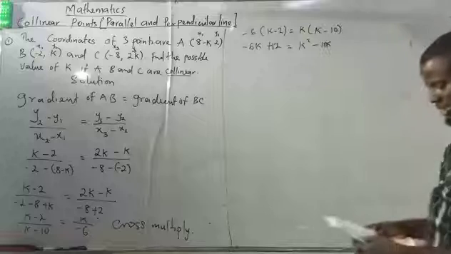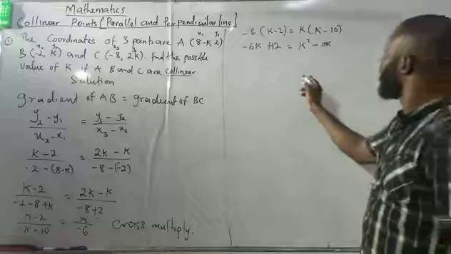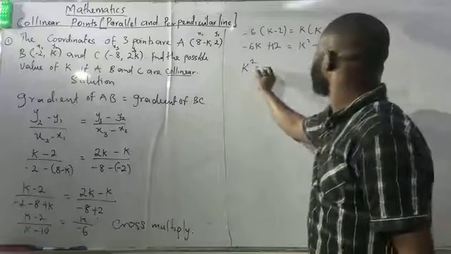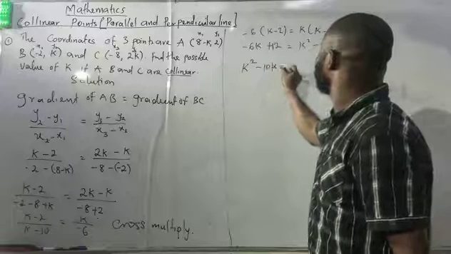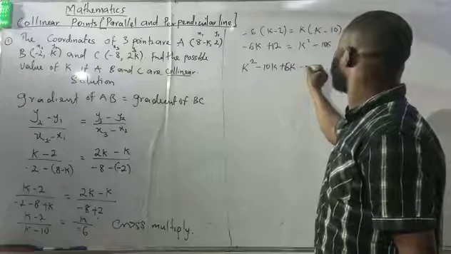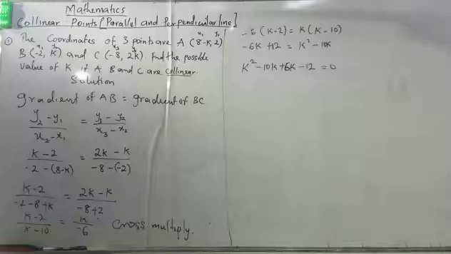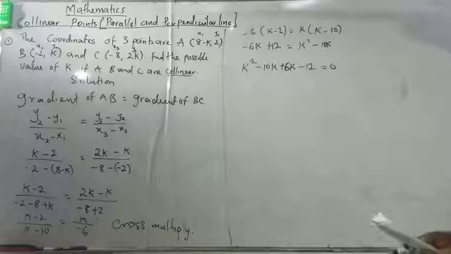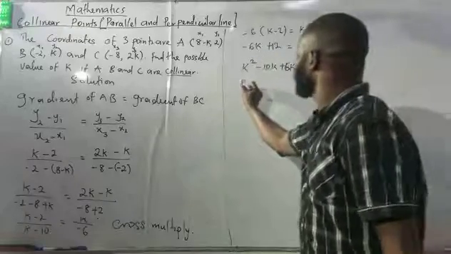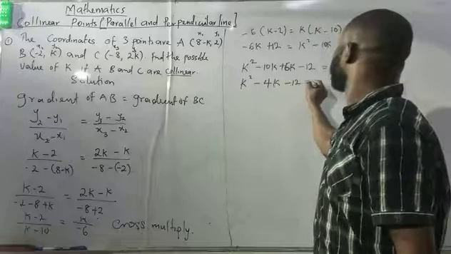Now, for me to move on with this, I will be having K squared, minus 10K plus 6K, and minus 12 equals to 0. Yes, minus 12 equals to 0. Hope I'm not making any mistake. Now, I think all what is here is coming to meet there. Okay, we have K squared minus 4K minus 12 equals to 0.